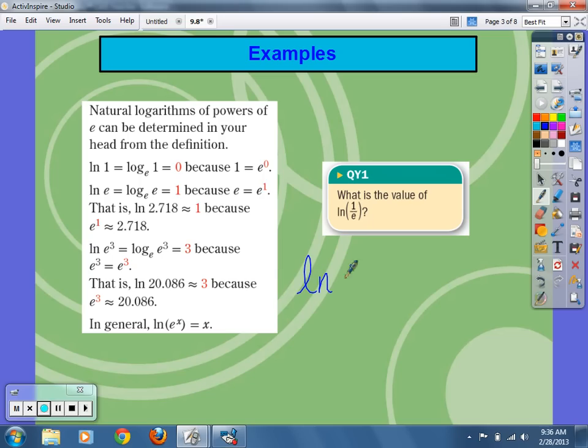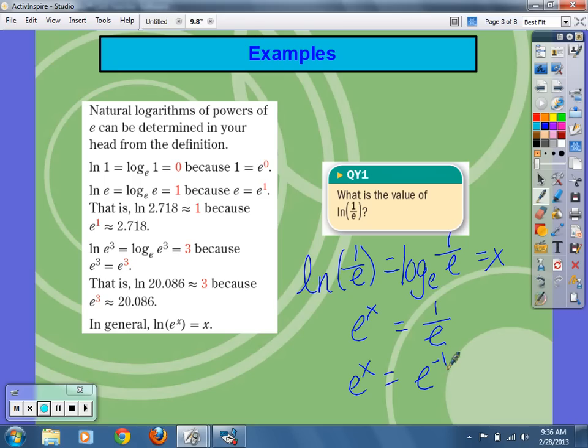Well, natural log of 1 over e is the same thing. And you don't have to write this every time, this log base e. Log base e of 1 over e. So e to some power is 1 over e. We're going to go ahead and equate the exponents here. Let's say e to the x equals, how else can I write this? That's e to the negative 1. x equals negative 1.